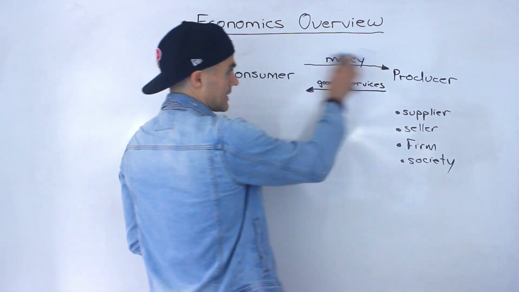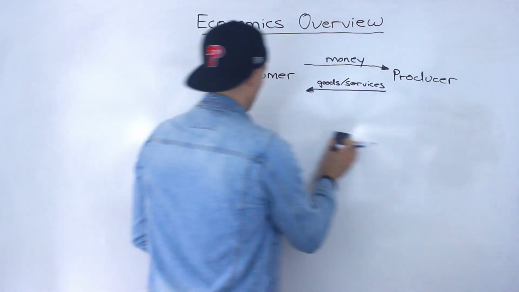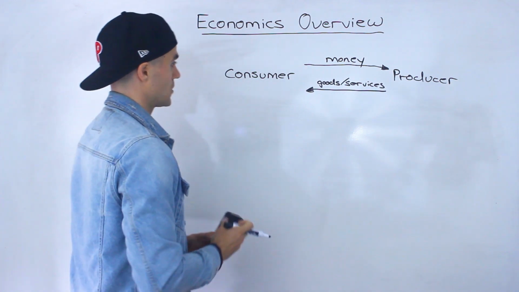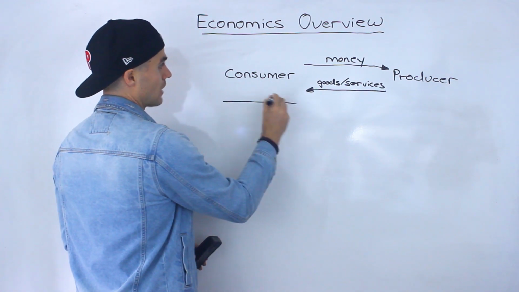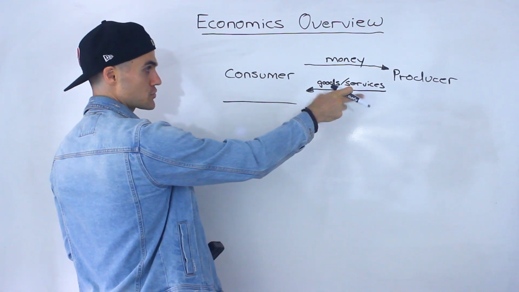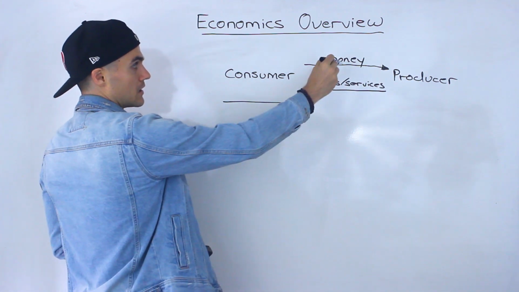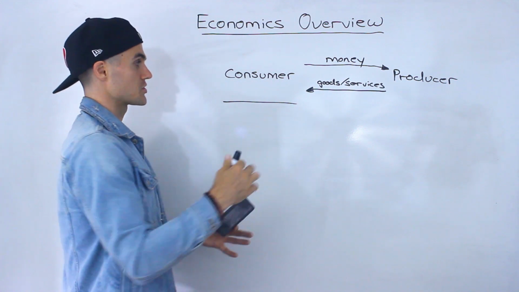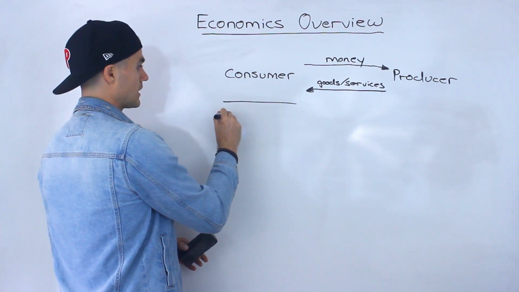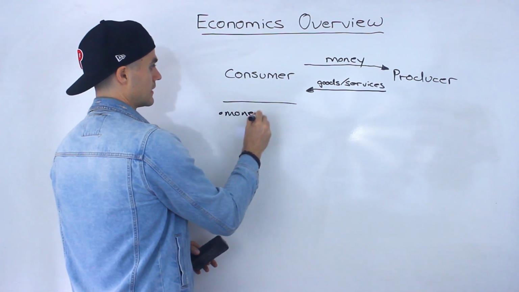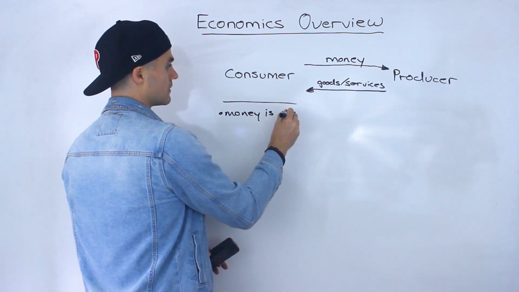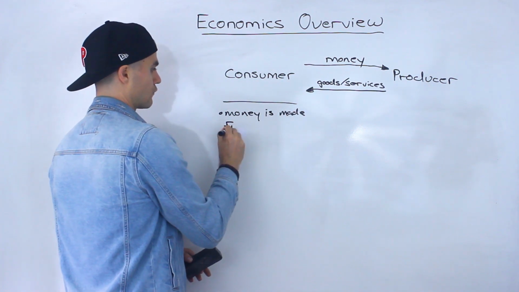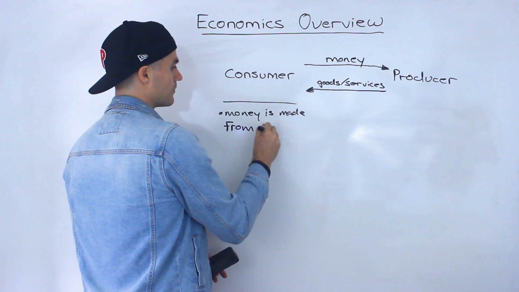Okay, so now let's get into a little bit more detail with this transaction. Notice here how a consumer gives money to a producer to get a good or service. The thing is, money doesn't just appear out of nowhere. It has to have a source. And so money is made from income.